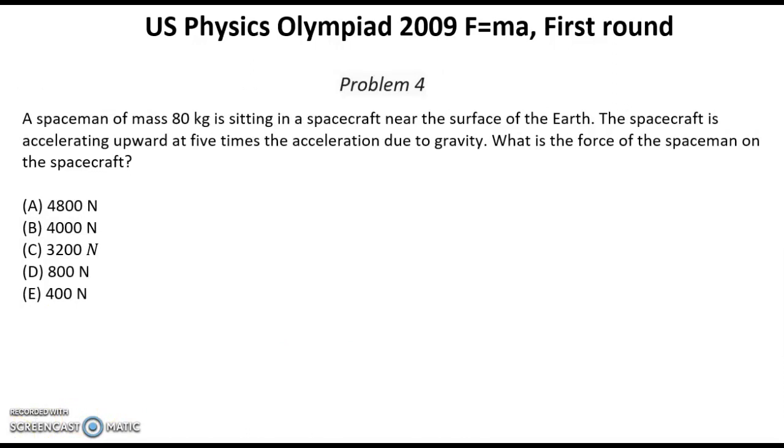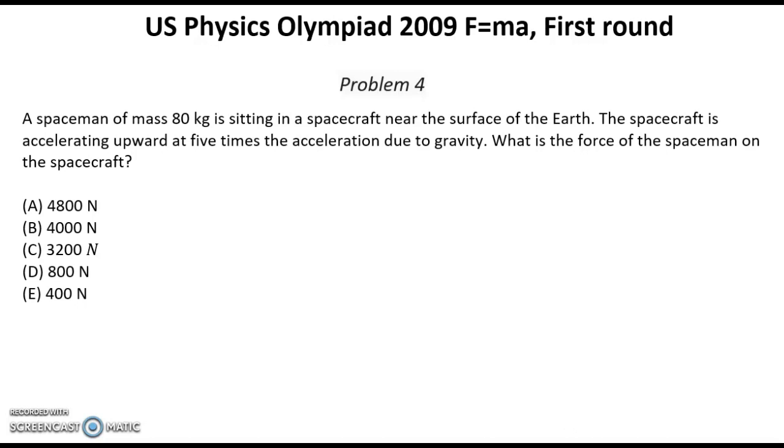The center block is at rest somewhere to the right of its initial position. Problem number 4. A spaceman of mass 80 kilograms is sitting in a spacecraft near the surface of the Earth. The spacecraft is accelerating upward at 5 times the acceleration due to gravity. What is the force of the spaceman on the spacecraft?